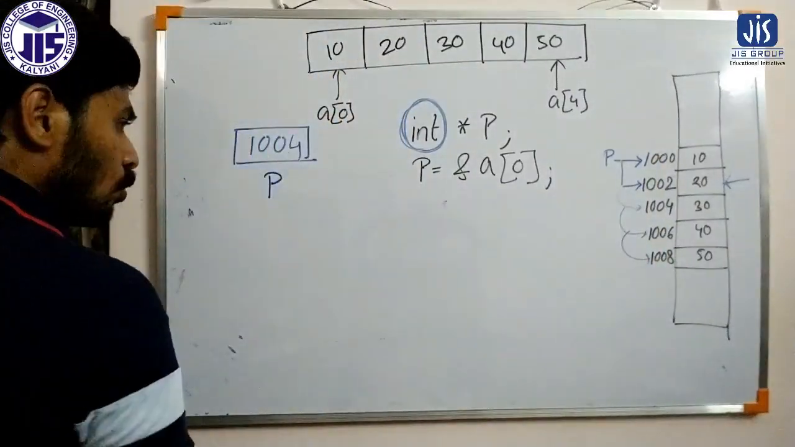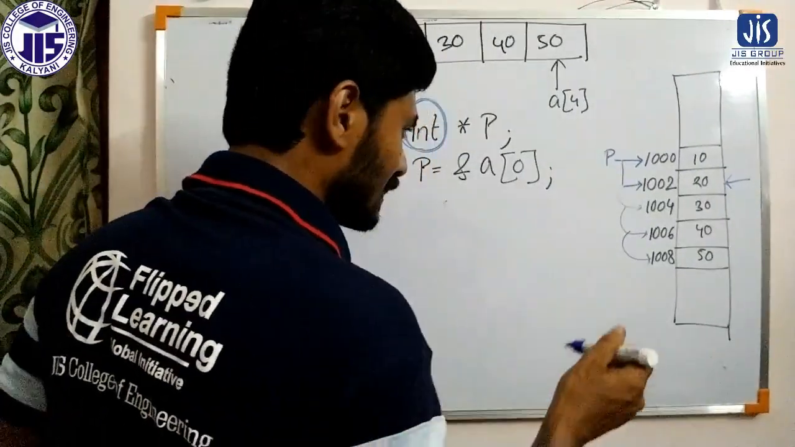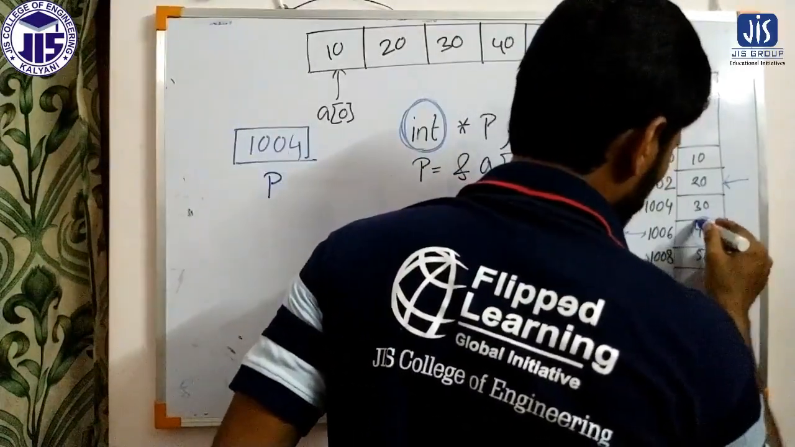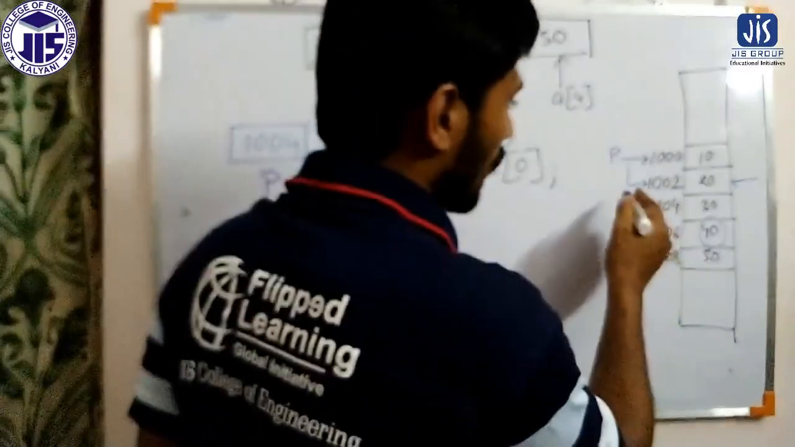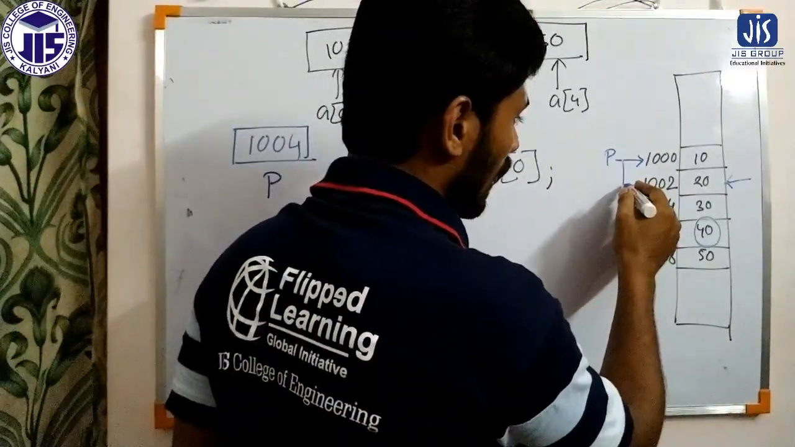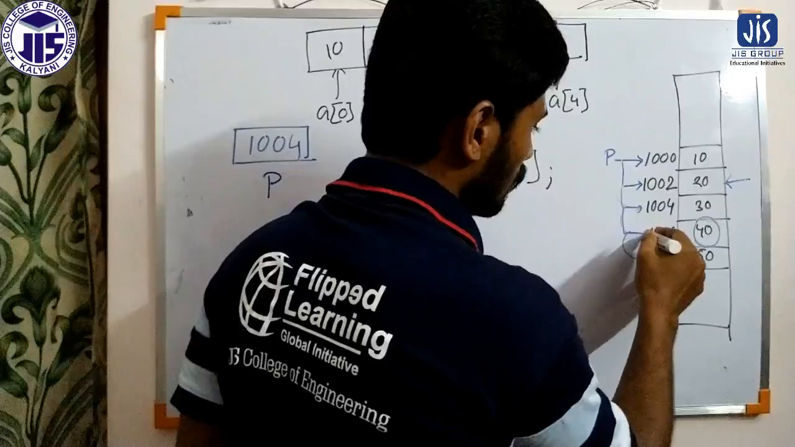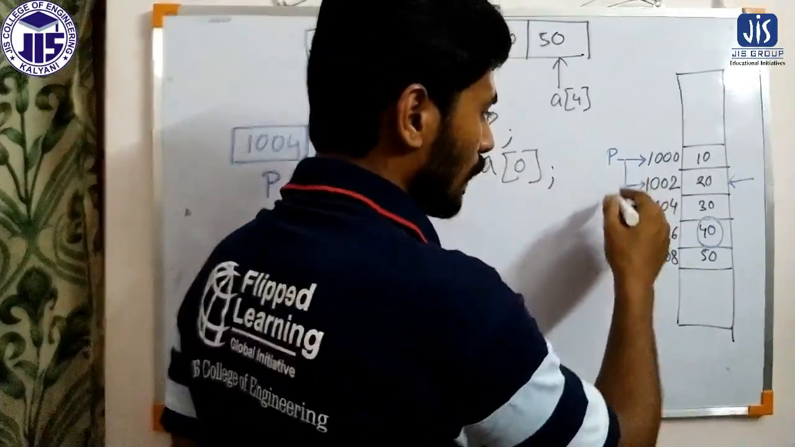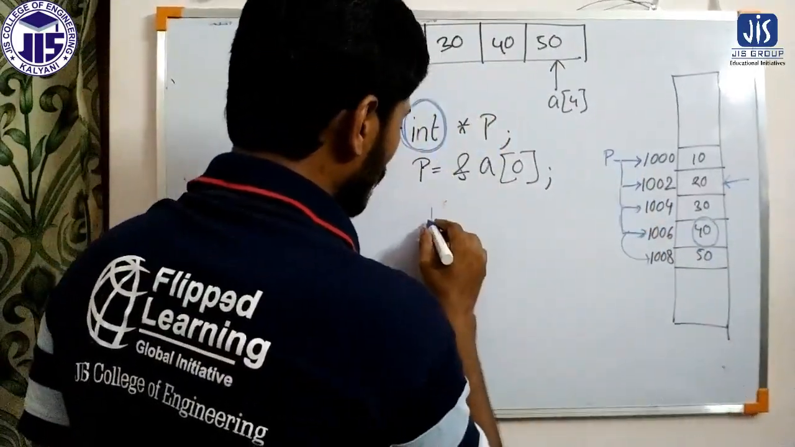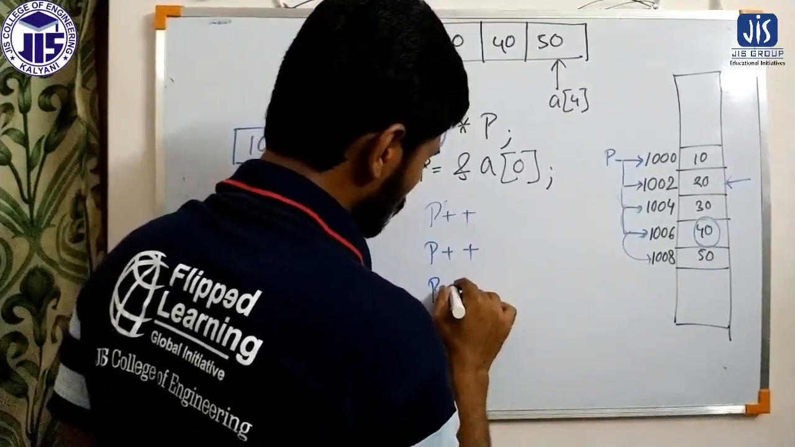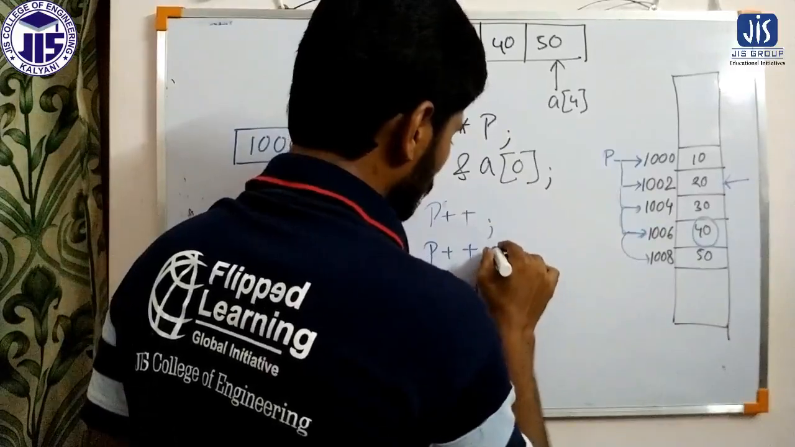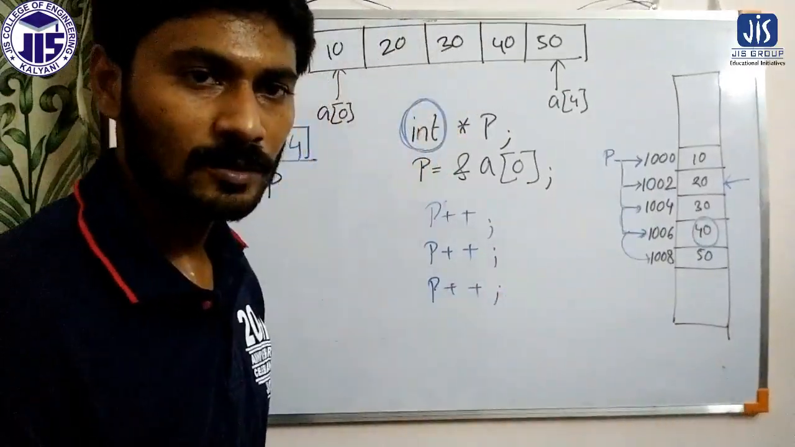Now if I say we need to access this element 40, what will you do? Will you perform the increment operation 1, 2, 3 times? We will perform the increment operation 3 times. So if I write p++, again p++, again p++, that is one way.